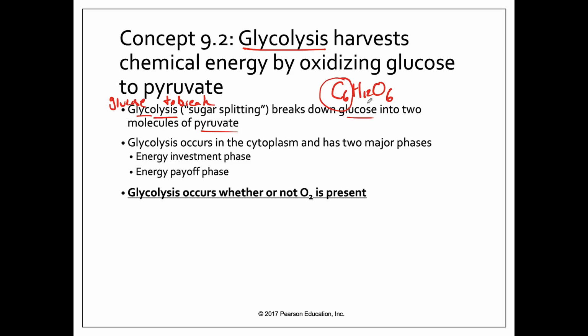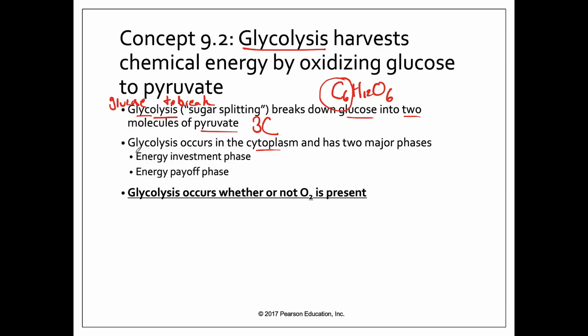Glucose has 6 carbons, and we're going to break that in half into 2 molecules. So pyruvate is going to each have 3 carbons. This is going to happen in the cytoplasm, so we are not entering the mitochondria yet, and it has 2 major phases.